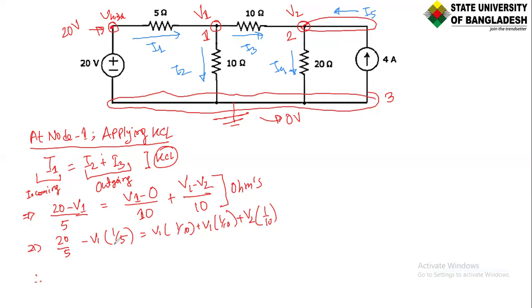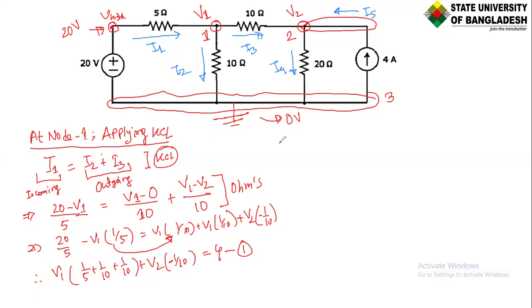I'm just taking this V1 in that part and rearranging it like that: (1 over 5 plus 1 over 10 plus 1 over 10) V1, and V2 is common, so plus V2 times minus 1 over 10 is equal to 4. And this is your equation number 1. How we can solve it using the calculator, I will show you later. So now our first part is done.